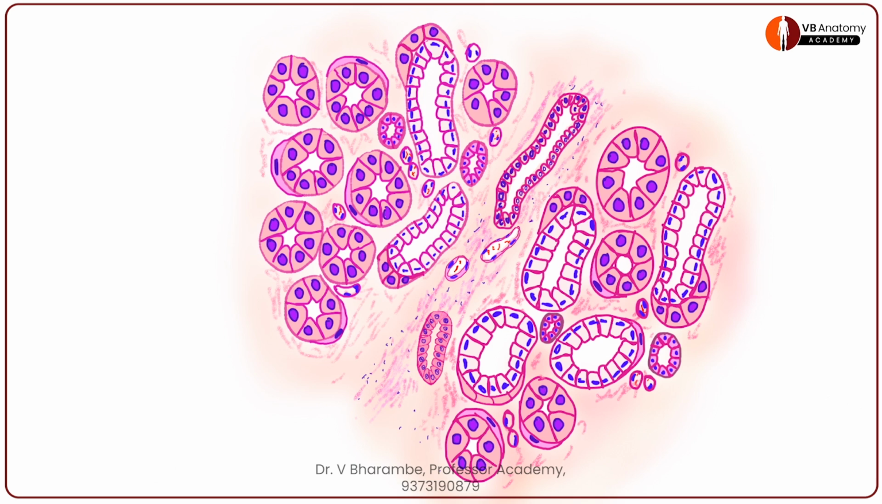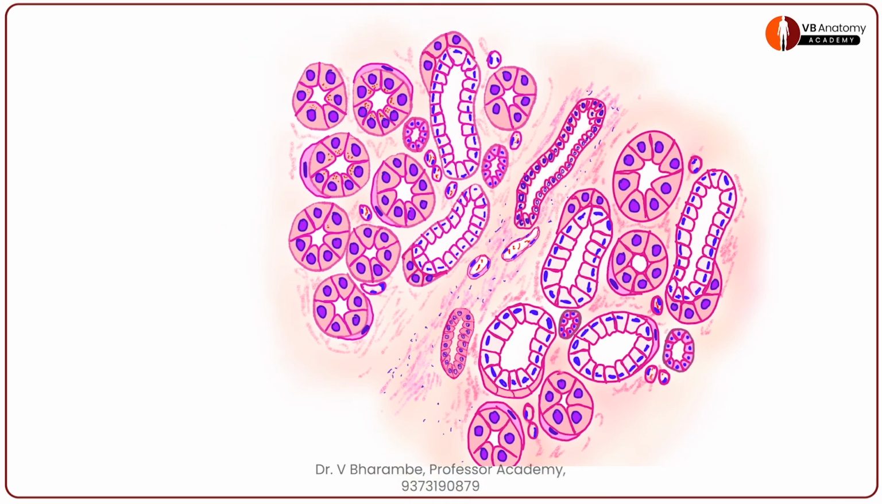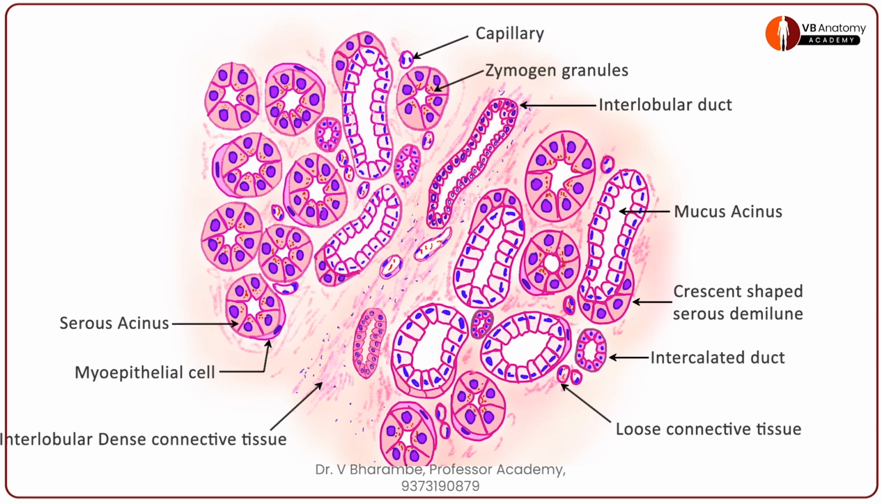There is something I still would like to add. I am missing my zymogen granules. So let me now begin to add the zymogen granules to the apical region of the serous acini. And there you have the diagram of your mixed salivary gland.